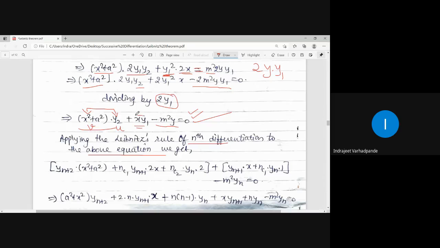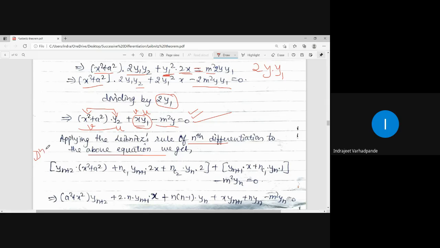x and y1, which is u and which is v? x is v and y1 is u. Clear? Here, is there any product? Is there any product in m square y? No, sir, m square is constant. So directly you can take the nth derivative. Clear? Yes, sir. Now I have written down this statement directly.